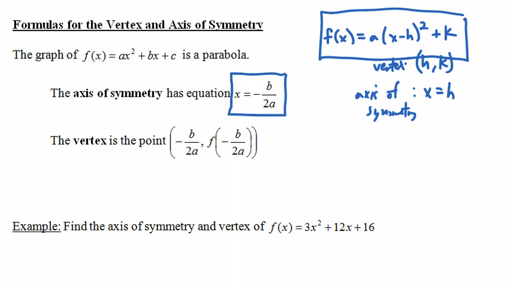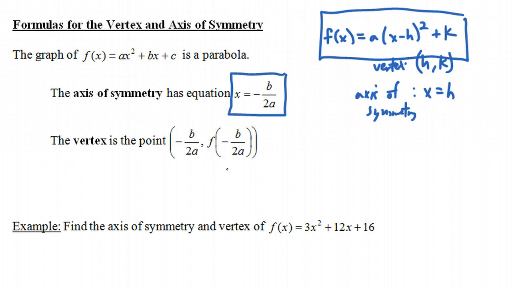Now remember, the axis of symmetry is a vertical line. It should have the form x = some number. Remember, y = some number gives you a horizontal line, but x = some number gives you a vertical line. And the axis of symmetry is a vertical line.